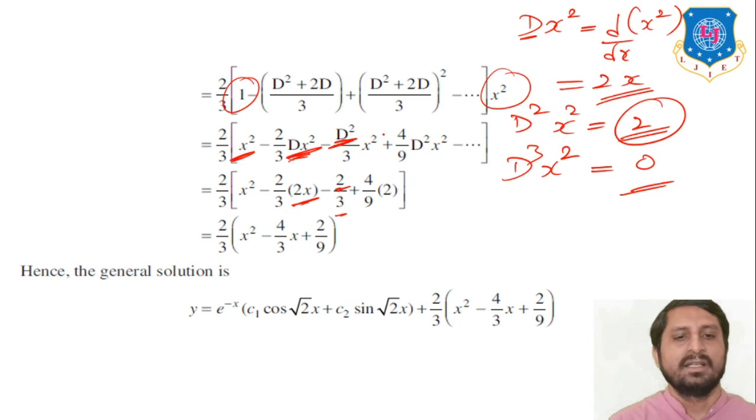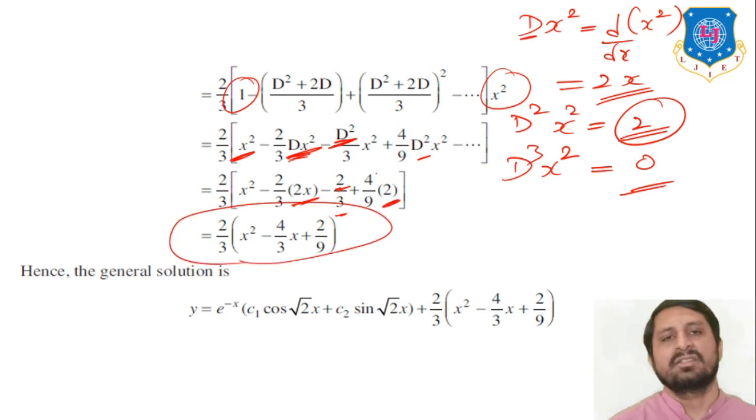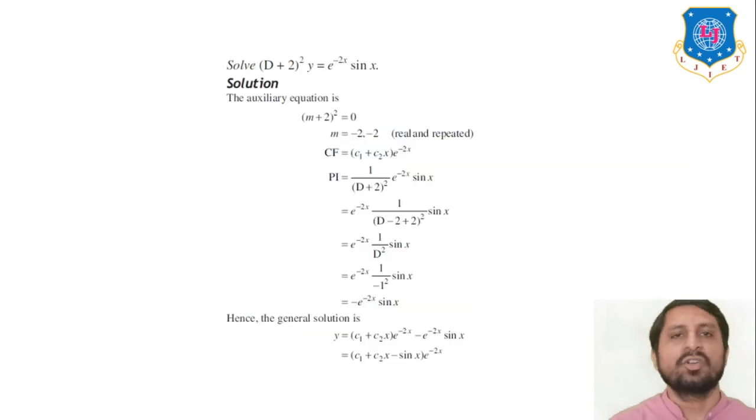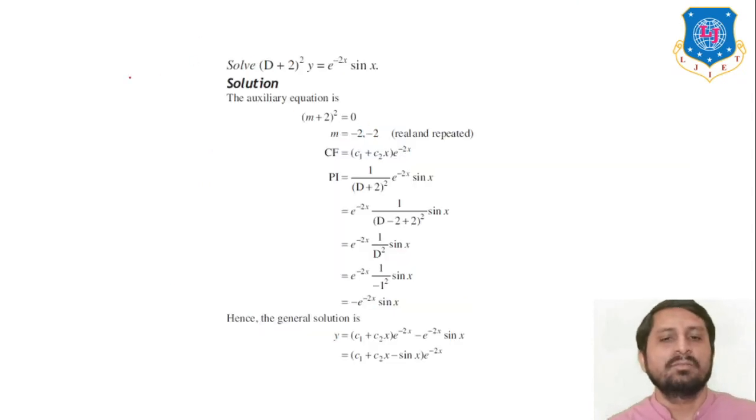So 2 by 3, and here 4 by 9 D square x square, so 4 by 9 into 2. In the final calculation, you will get 2 by 3 into x square minus 4 by 3 into x plus 2 by 9. Okay, so this is for case 3, polynomial. The first case is for e raised to ax plus b. The second case is for sin ax plus b or cos ax plus b. The third case is for polynomial. And for that we use the binomial theorem.